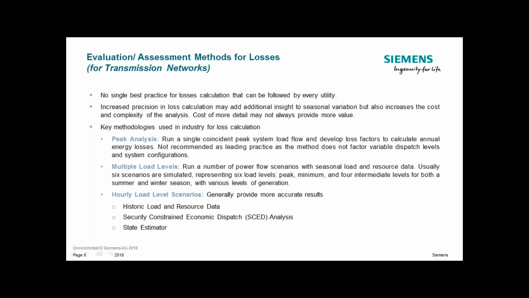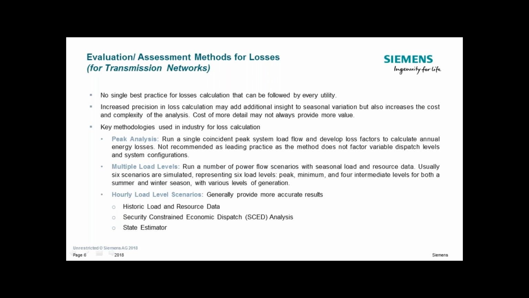A key methodology used in the industry for loss calculation is peak analysis. Peak analysis means you have a maximum demand available during that period, and you develop the loss factor, how much energy you are losing during that period. It is not recommended as a leading practice, as this method does not factor in variable dispatch level and system configuration, because during operation you can have different variable loads or generation, or different configurations of the feeders. Then the second method is multiple load levels.